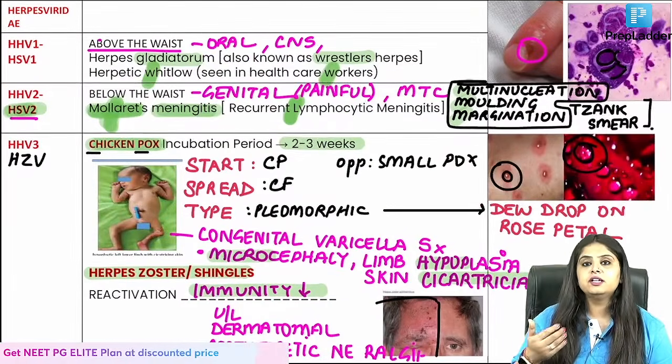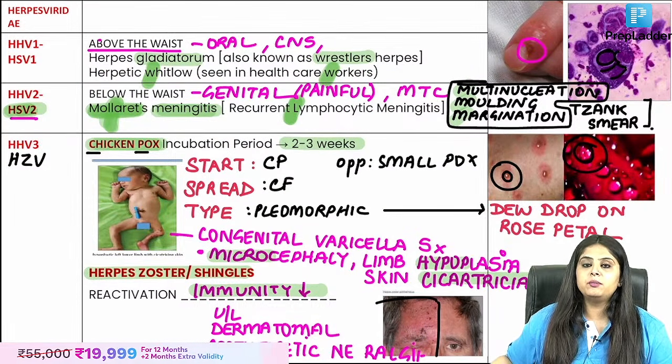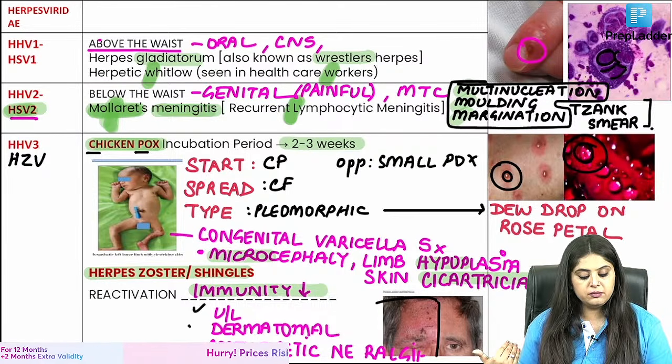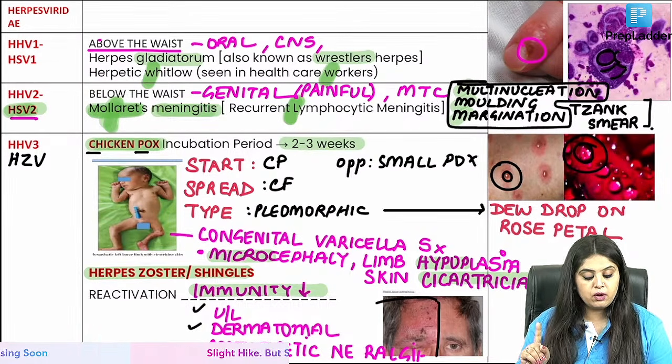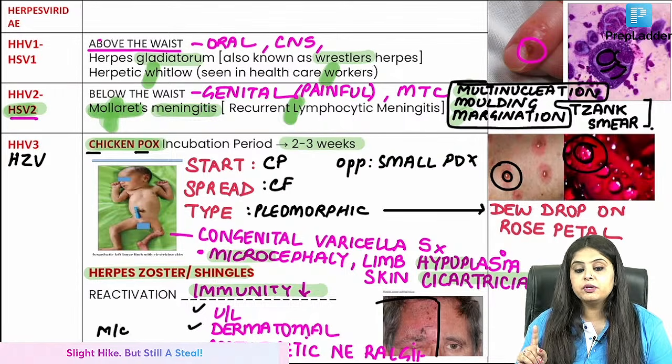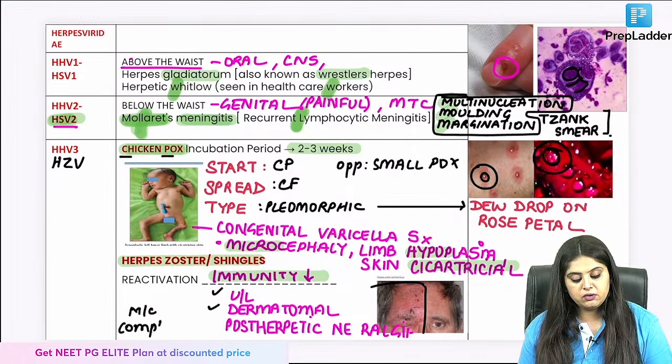And everywhere they will say unilateral, either on the face or on the back or on the chest or on the abdomen. Everywhere it has to be unilateral and dermatomal. This I think you can easily identify, but they ask you what is the most common complication. So, the most common complication that you have in these patients is post-herpetic neuralgia.